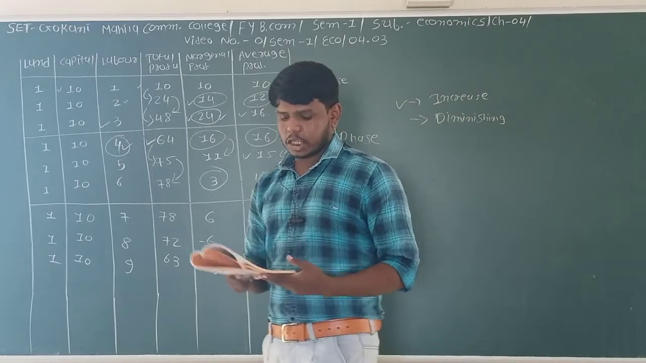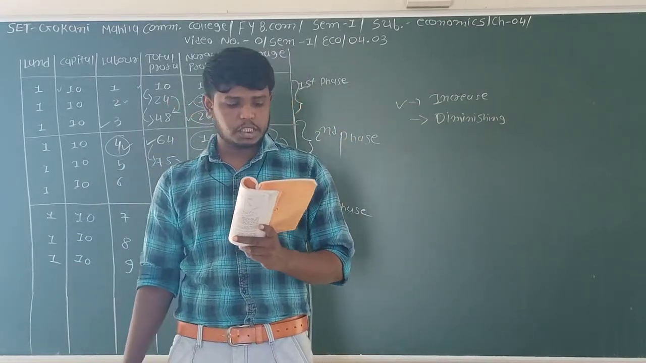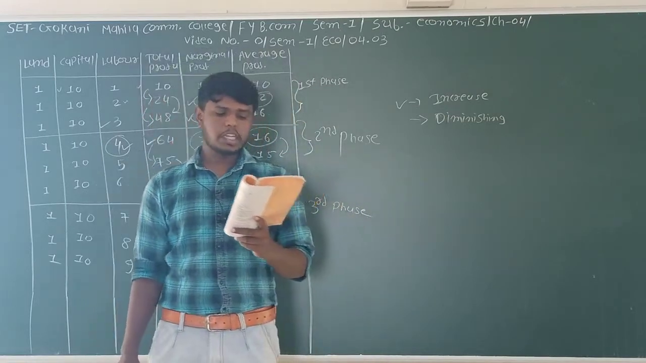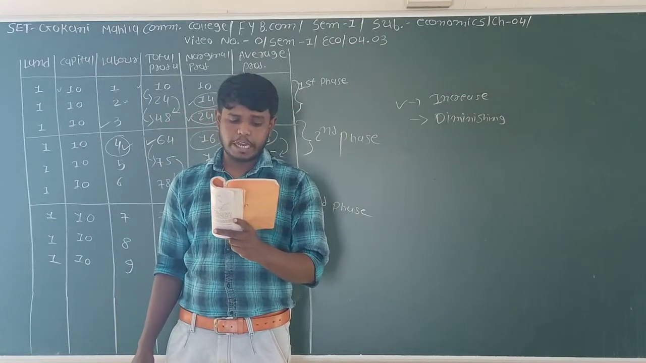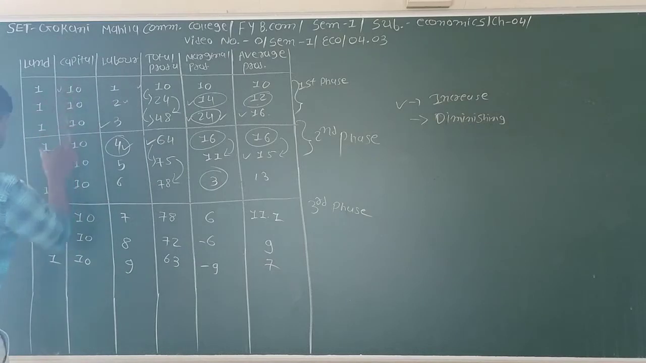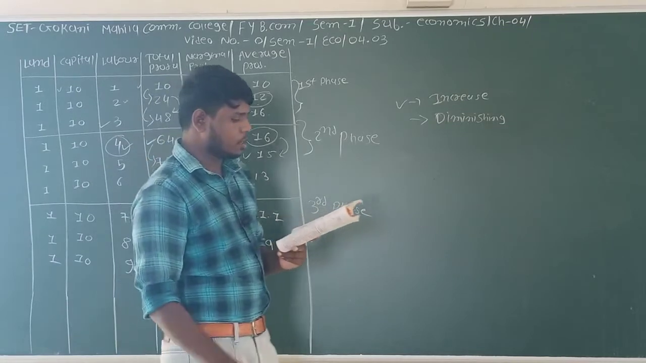Here the explanation is given on page number 76. From the figures given above, it can be clearly seen that if land and capital units are kept constant, that means there will be no change in the land and capital. As you can see here, we have not changed any amount of the land, as well as we have not changed any amount of the capital, and only the units of labor are increased.